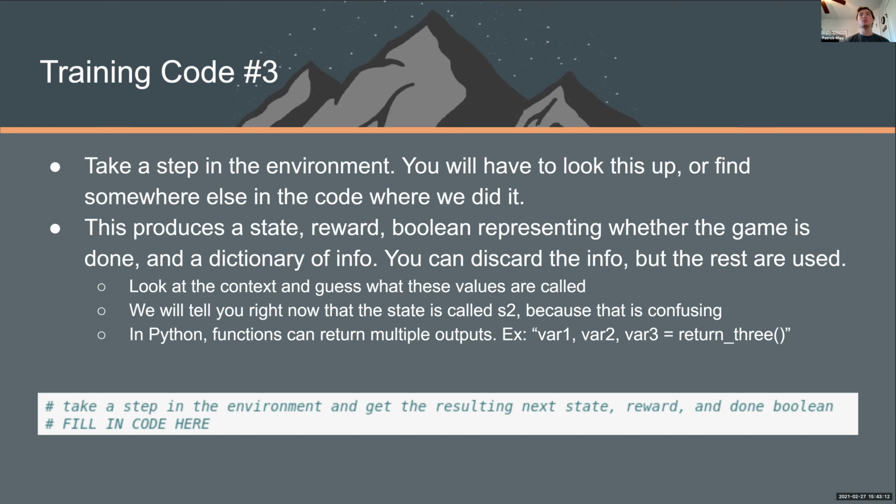And so basically what this is going to produce is a state, a reward, and whether or not the game is done, the doneness or mask that we talked about earlier. And you can discard the info. And then the next state is called S2. You can return multiple outputs in Python if you're not familiar. And basically we want to save all of those variables.